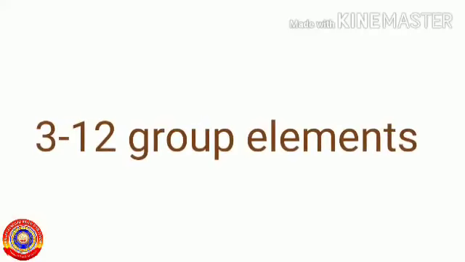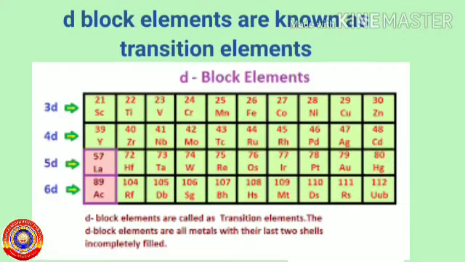First point. 3 to 12 group elements are called D block elements, but they are known as transition elements. Why? Because here the last electron is entered into the D subshell of the penultimate shell. Hence they are called a transition metal.